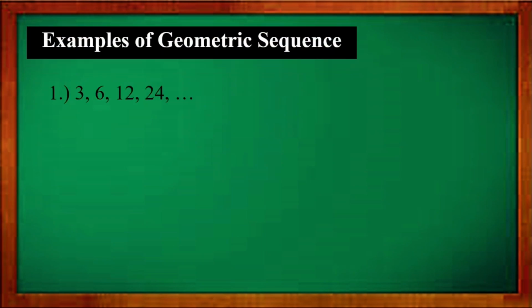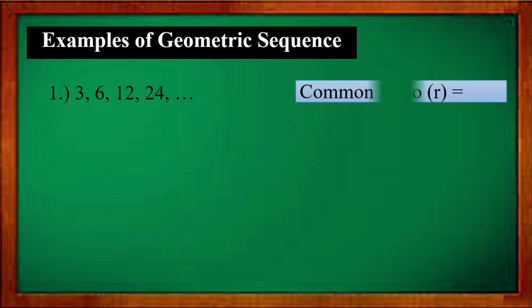Let us have some examples of geometric sequence. Okay, example number 1, given the sequence 3, 6, 12, 24. What we are going to do is just to prove that this sequence is an example of geometric sequence by determining whether it has a common ratio or not. For us to get the common ratio, we are going to divide the second term by the first term, the third term by the second term, and the fourth term by the third term.